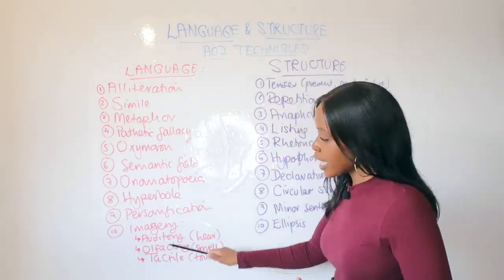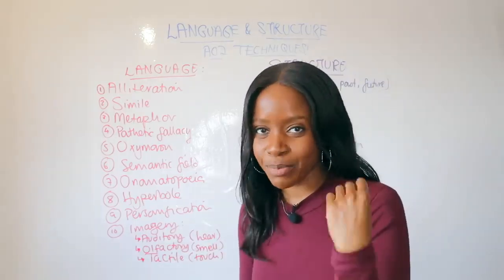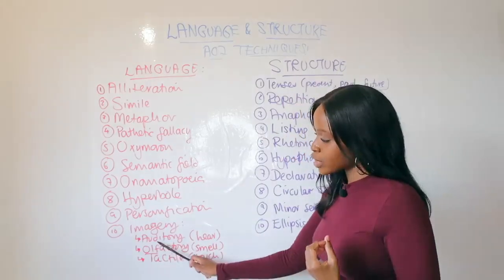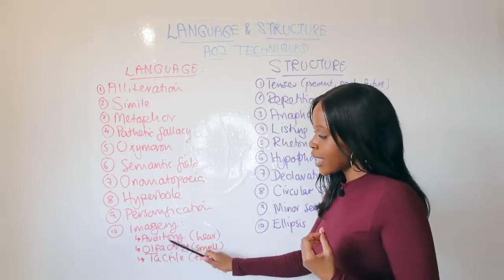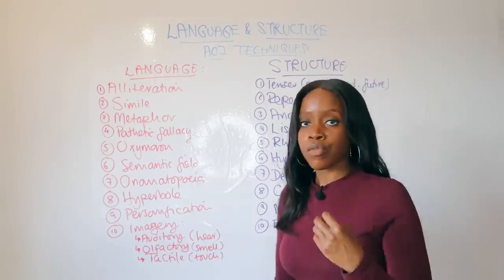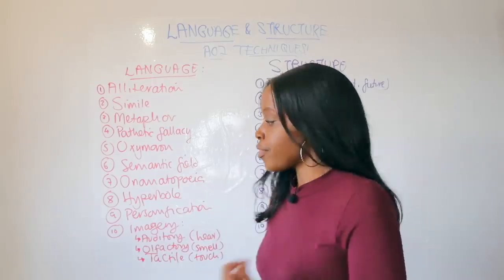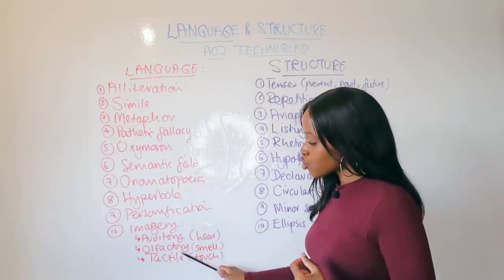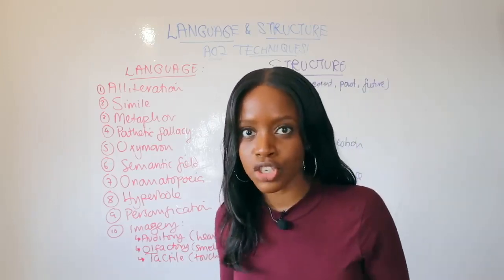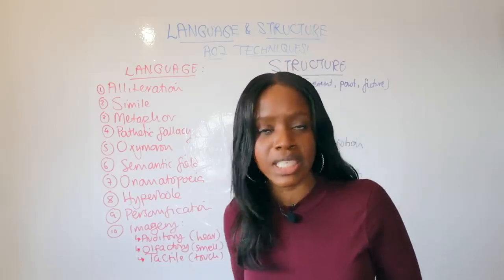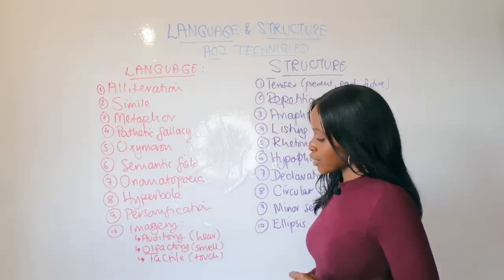And more specifically, you can sound even more fancy and impress your examiners by talking about the writer's use of auditory imagery, right? So for example, if they use onomatopoeia, this is auditory imagery because it's related to what you can hear. They also use olfactory imagery, which is to do with smells, okay? So this is like a pungent smell, a sharp smell, a citrusy smell. That's what we call olfactory imagery.